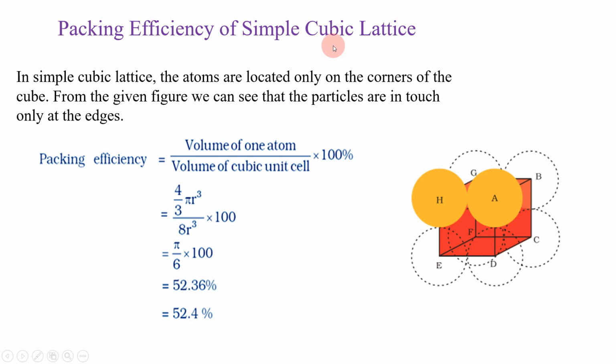In a simple cubic lattice, the atoms are located only on the corners of the cube. We have seen in previous videos that BCC is a crystal lattice, then FCC and HCP. A BCC crystal lattice contains an atom at each corner of a cube and one atom at the center of the cube. But in a simple cubic lattice, the atoms are located only on the corners of the cube, not at the center.